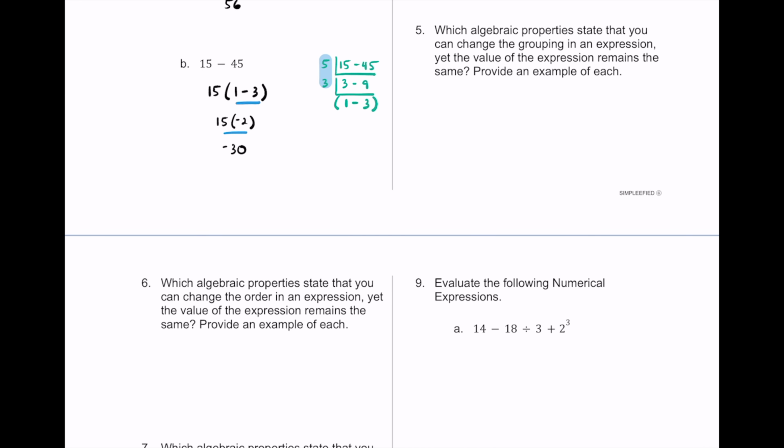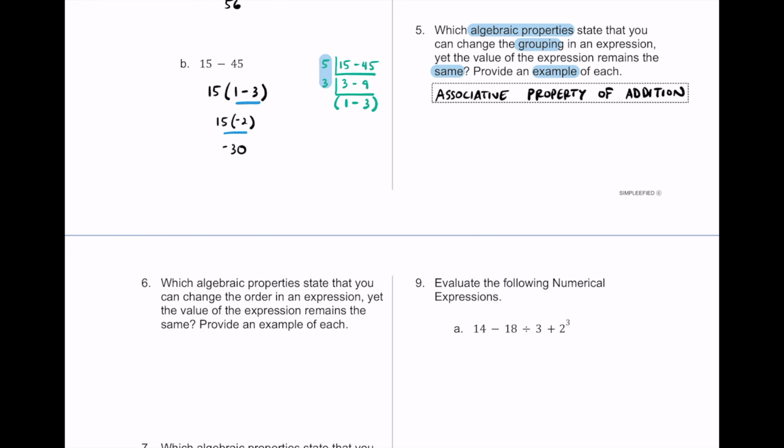For number 5, the question here is, which algebraic properties, so we're looking for more than one, state that you can change the grouping in an expression, but the value remains the same. So what tells us that we can change the grouping in a problem, but the answer is still going to stay the same? And then we're also going to provide an example of each one.